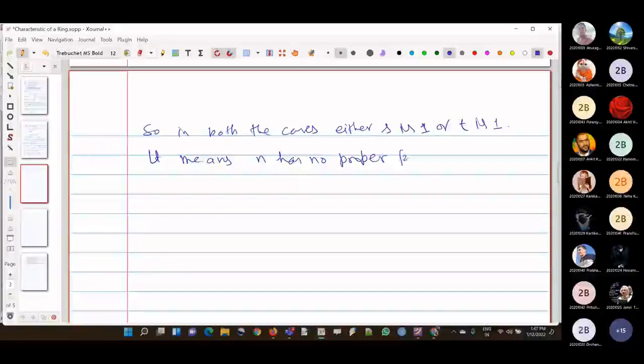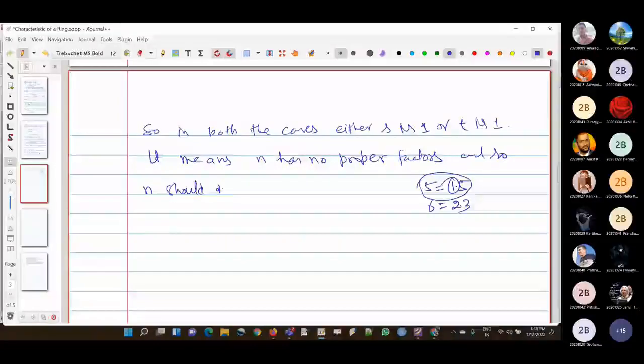Do you understand? If I write 5 equals 5 times 1, or 1 times 5, it has no proper factors, because a trivial factor 1 is always there. If I write 6, these are its proper factors. So in the case of a prime, there is no proper factor. So n has no proper factor, and so n should be a prime number.